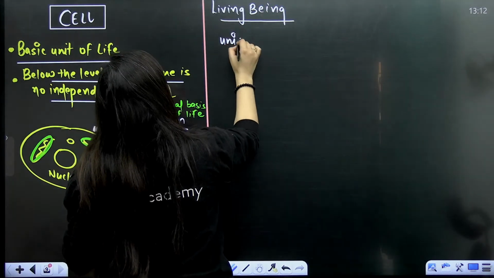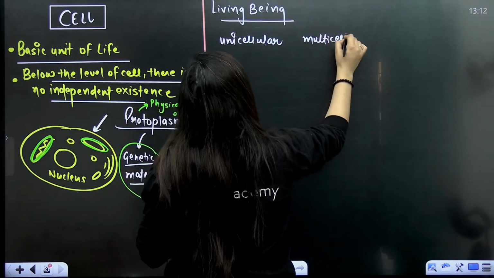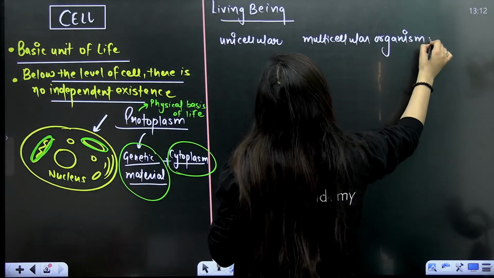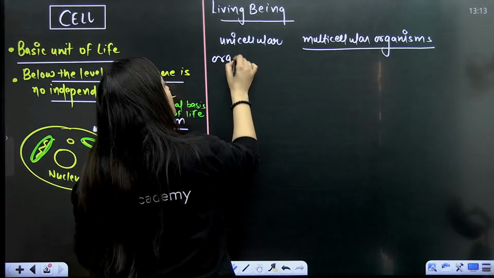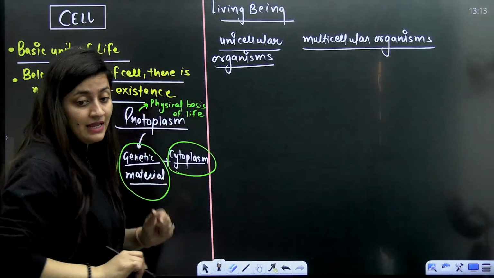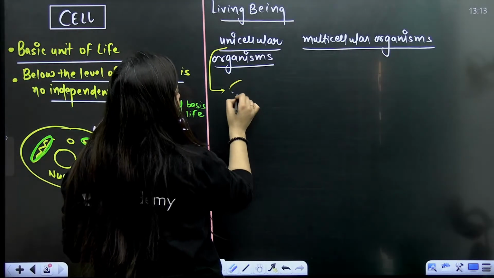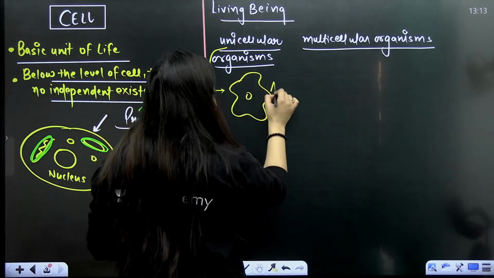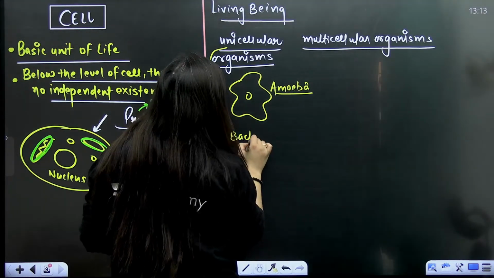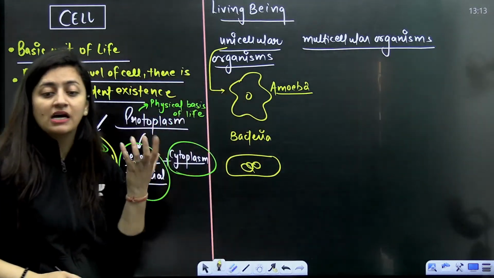You know that we have unicellular organisms, and you know that we have multicellular organisms as well. So when I'm saying unicellular organism, a single celled organism, let's take the example of amoeba. Let's take even the example of a very primitive cell, the prokaryotic cell, your bacteria. They are capable of living alone, right?